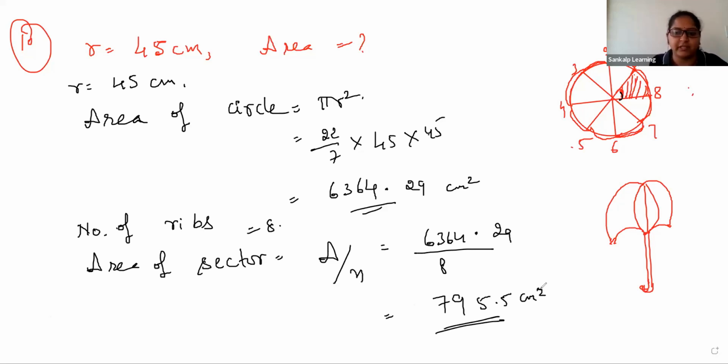So for the previous sum and for this problem, without using the sector formula, we are finding the area. First find the total area of the circle and divide it, because they are saying the space between the ribs is equal. So we divide by the number of sectors. We get the area of each sector. Next question.